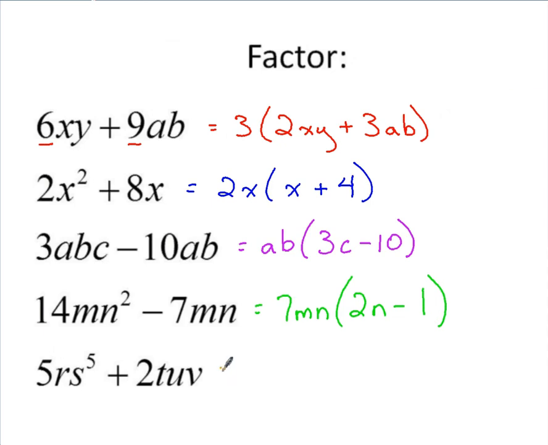All right, last one. Got 5 and 2. Nothing working for me there. Let's see, the first term has an R and an S. The second term has a T, U, V. Nothing's shared, is there? You can't factor the last one. So since you can't factor the last one, what we say is that the last one is prime.